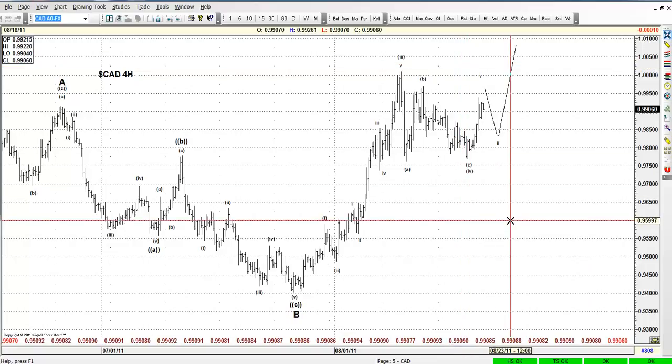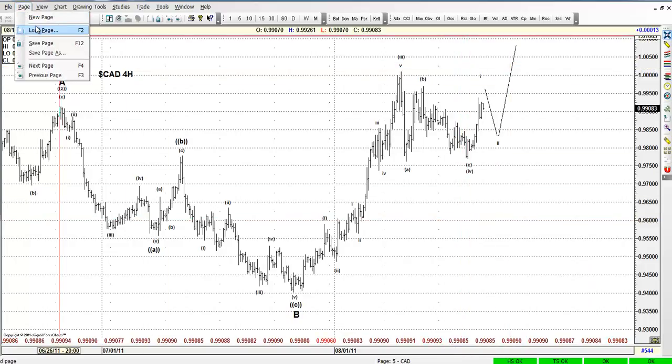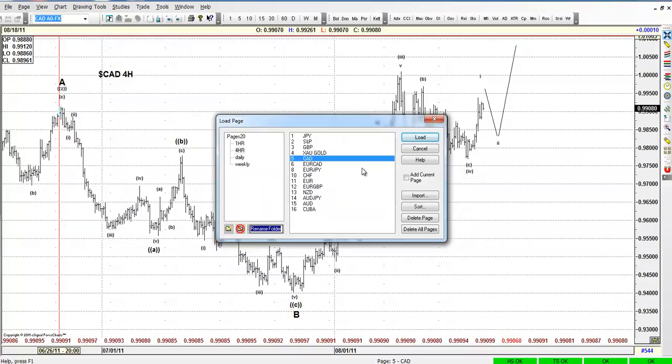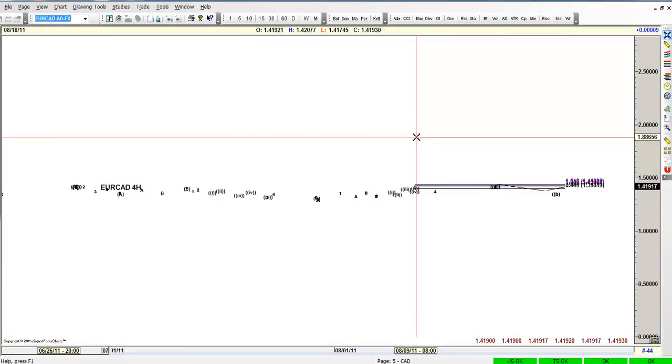So that's going to be the dollar index. All right, that's the bullish case. But I see the CAD in a flat, so I'm expecting more weakness on the CAD. I'm sorry, more weakness on the dollar right there.